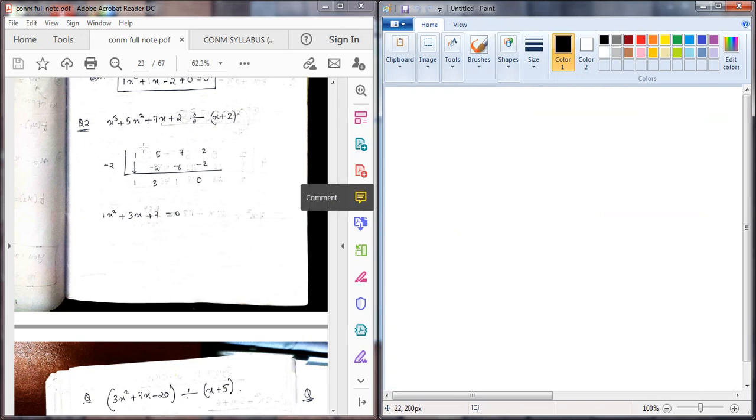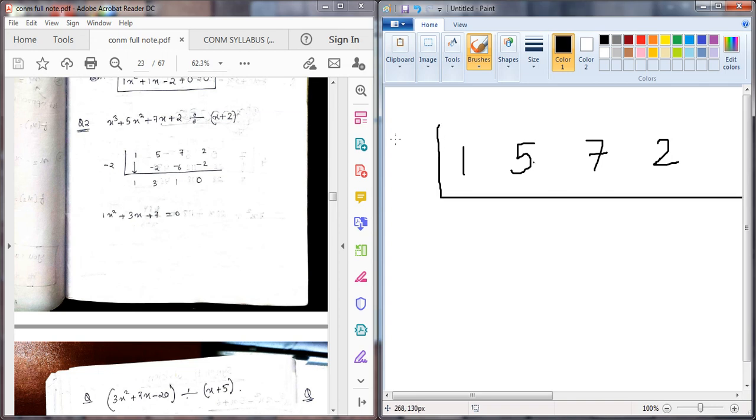So x cube, what is the coefficient of x cube? It is 1. What is the coefficient of x square? It is 5. What is the coefficient of x? It is 7. The constant is 2. What do I have over here? I have x plus 2. I want to divide this big polynomial with x plus 2.